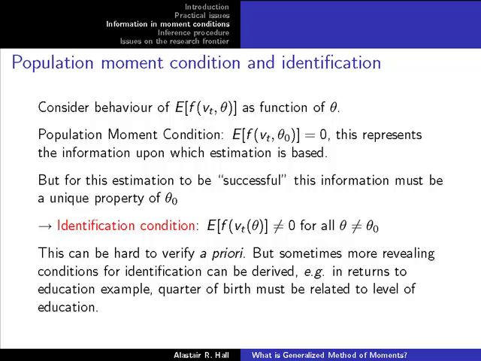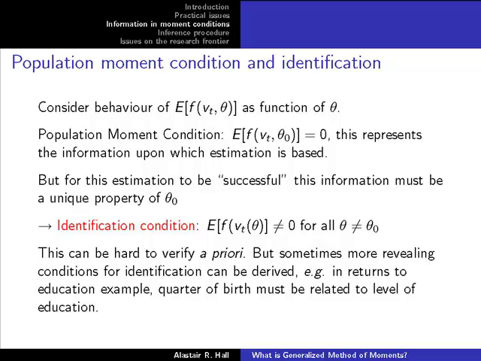To motivate the comments about identification, let's go back to this population moment here. So we have this expectation of the function of Vt and the parameter theta. Now, as I change the value of theta, obviously, I'm going to get a different value for that expectation. So I can think about the behavior of this expectation as a function of theta. Now, what the population moment condition is telling me is that if I evaluate that expectation at theta 0, then I get the value 0. Okay? And that's the information on which my estimation is going to be based.